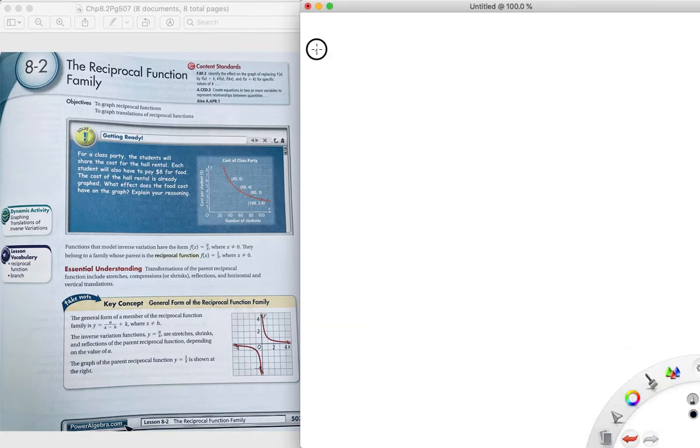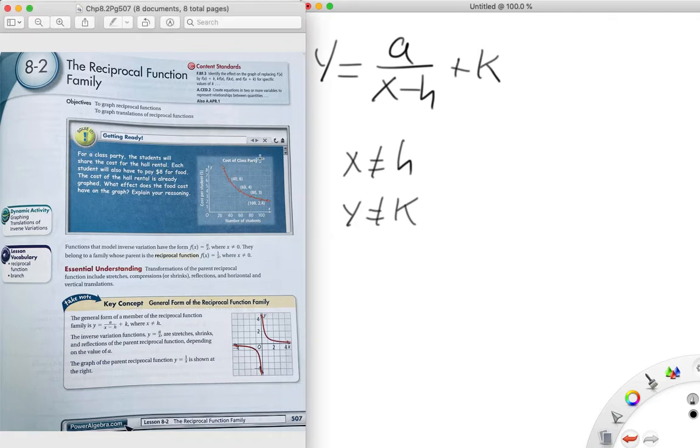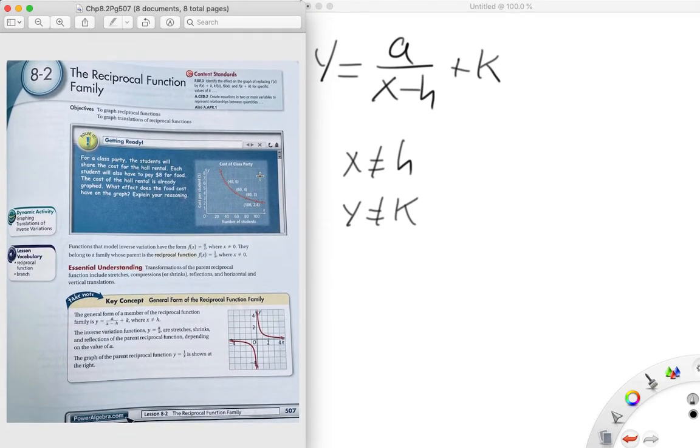It's generally in the form of y equals a over x minus h plus k, where x can't equal h because then we get a 0. And we're going to find out that y can't equal k either, because that makes y 0. So that is our generalized inverse. So we're going to get into the h and the k and the translations of it, and a as well in a moment.